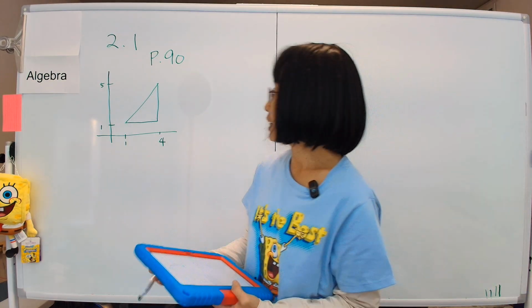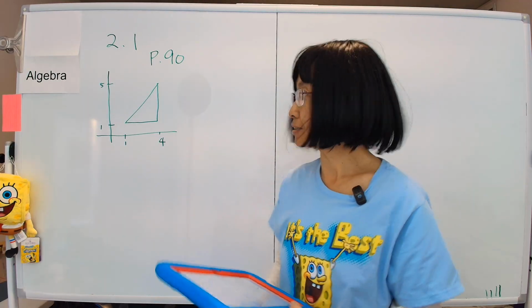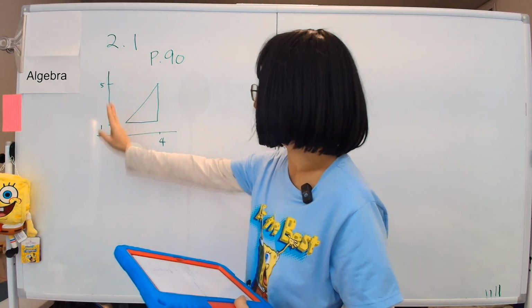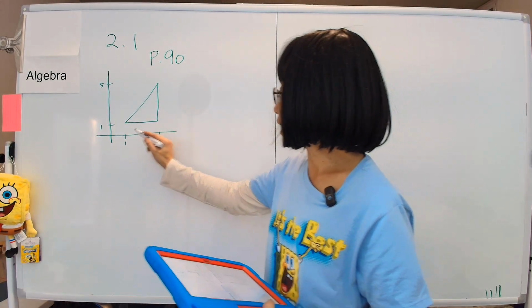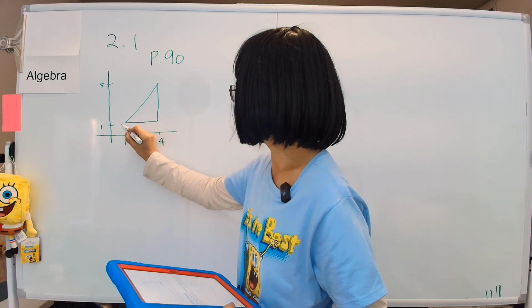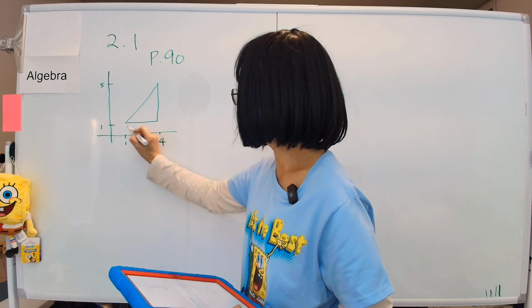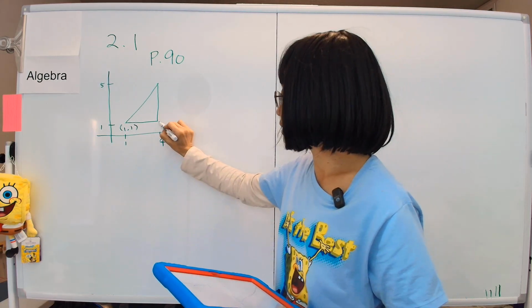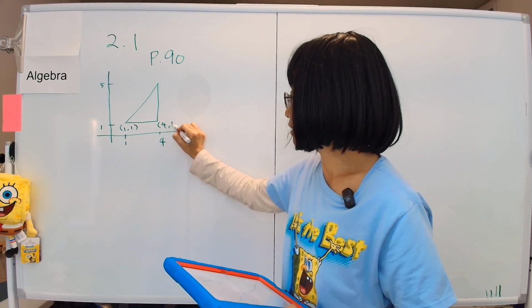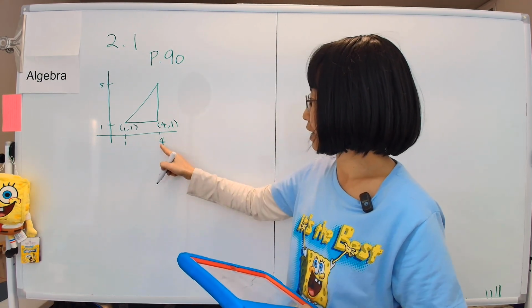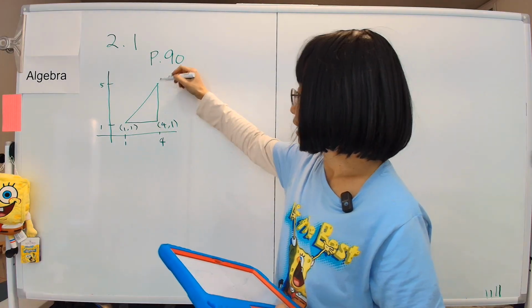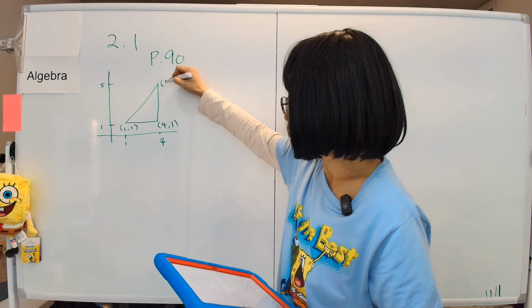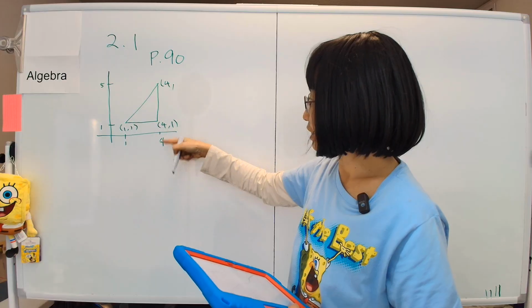Next, let's go to page 90, where we consider the distance formula. First, let's look at an example. I have a triangle drawn here where the bottom point is 1, 1. The next point is x is 4, y is 1. The x comes out at 4, right? Y is still 1. And then this point up here has x coordinate still 4.